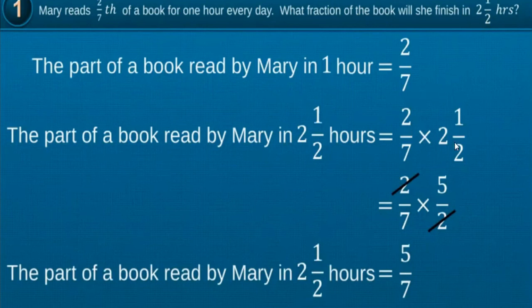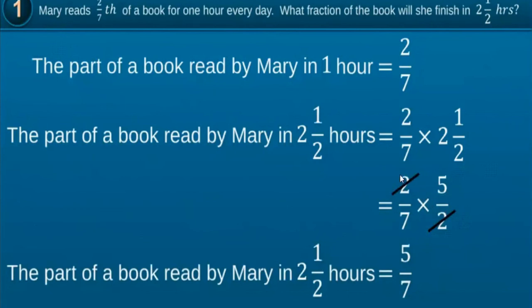Now here, to multiply, we have fractions. So we multiply the fractions: 2/7 into 2 and 1/2. First we have to convert 2 and 1/2 into an improper fraction. That will be 5/2. So 2/7 into 5/2. We look and see that we can divide this 2, that is the denominator 2, with the numerator 2.